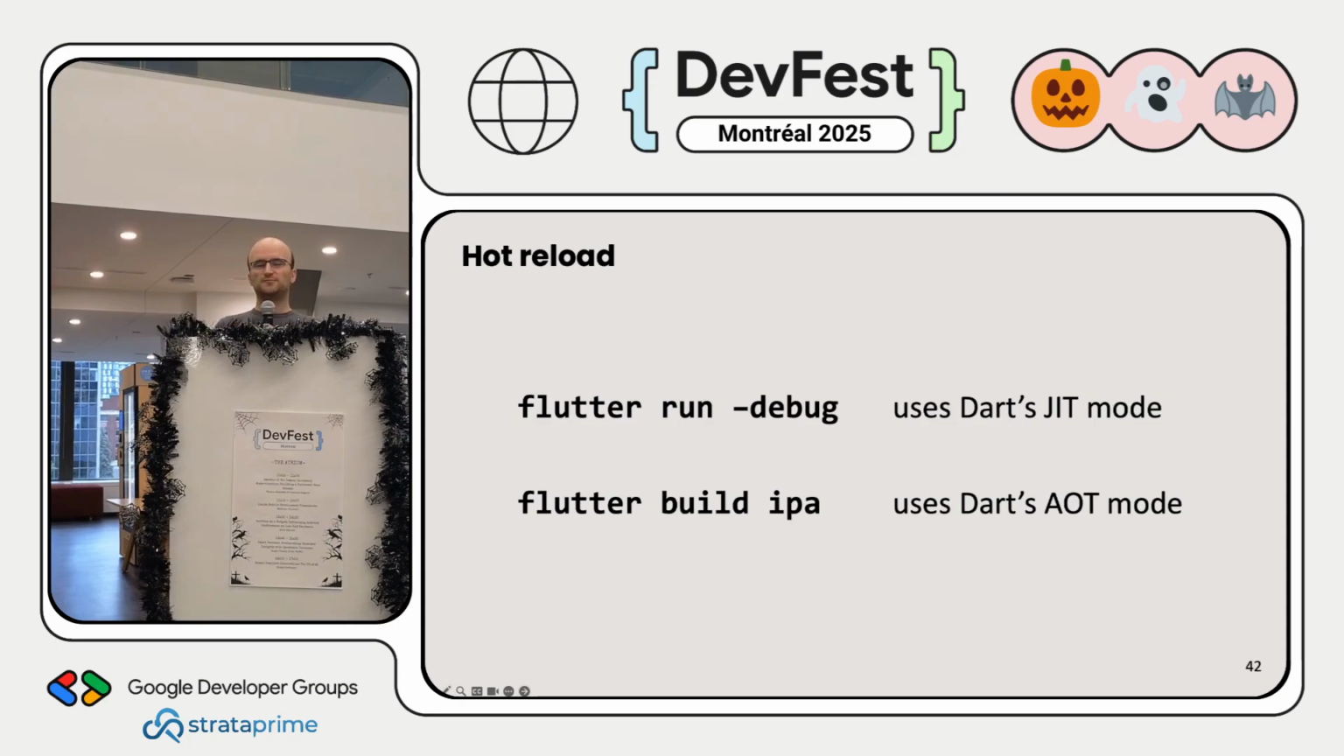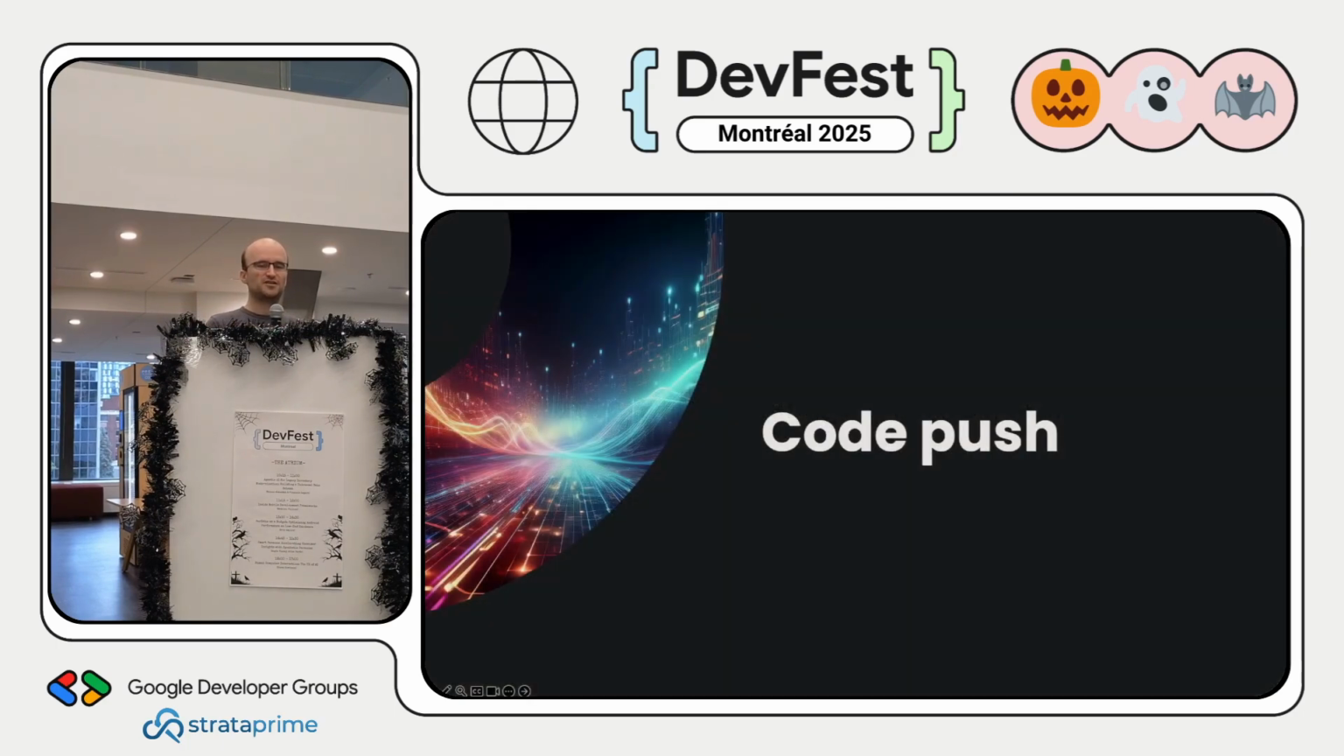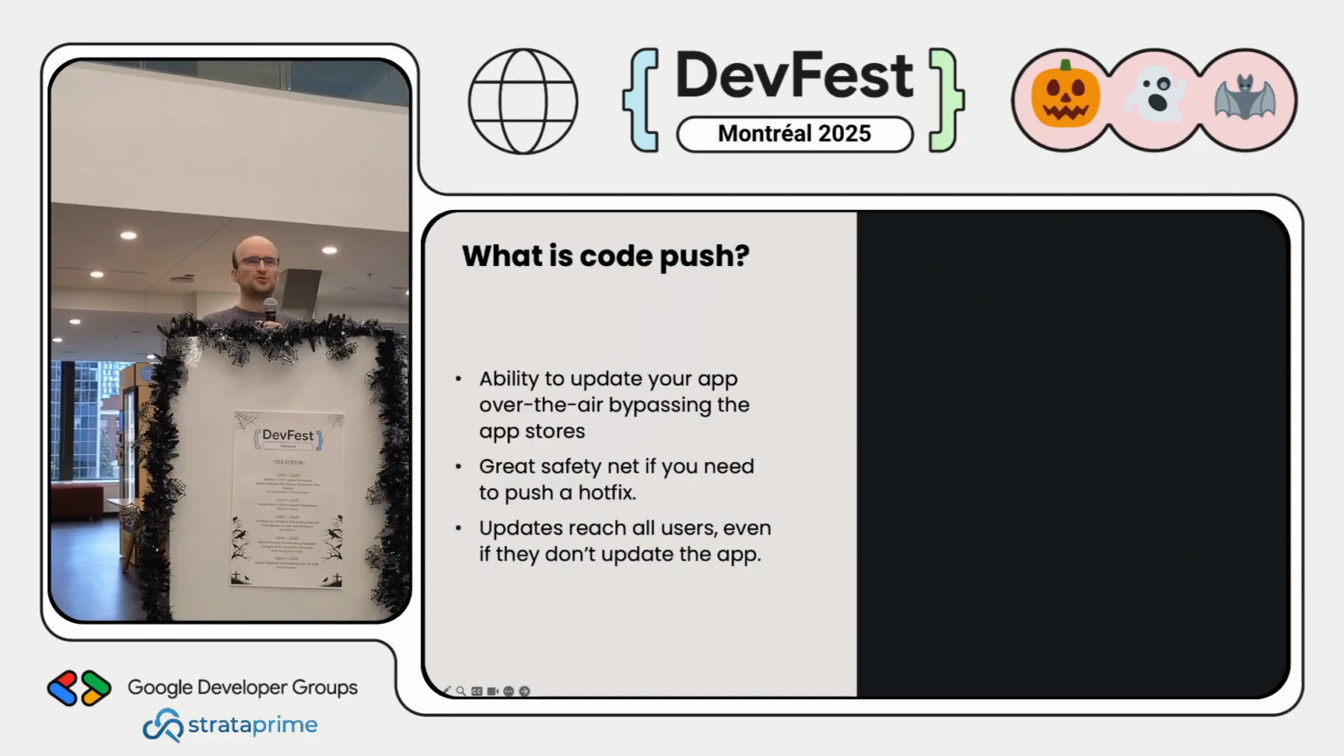Now, another developer tool that is quite impressive to understand how it works under the hood is code push. So what's code push? You might not all be aware of what it is. It's the ability to bypass the app stores over the air. So you can push updates to your code and to your users without going through the app stores. It's a great safety net, like if you need to push a hotfix, for example.